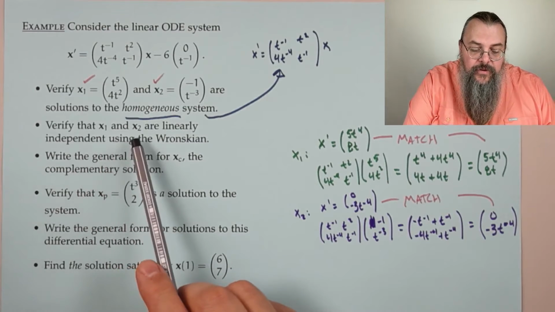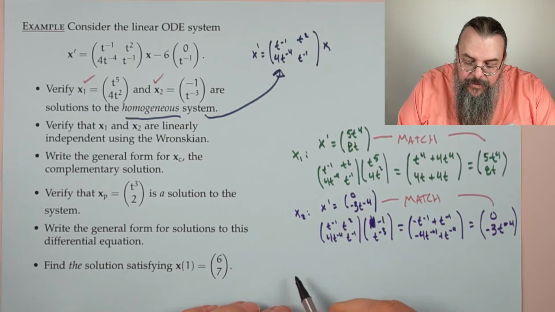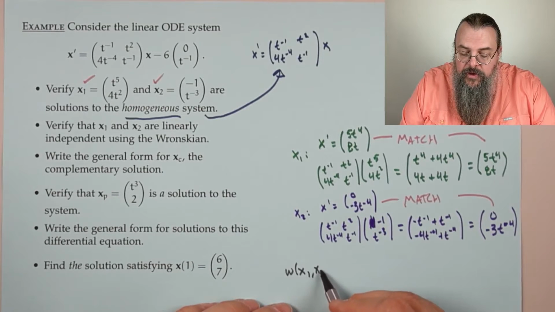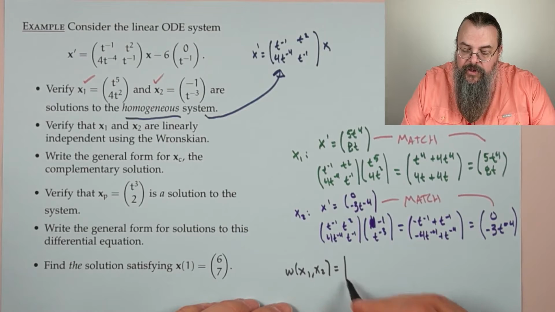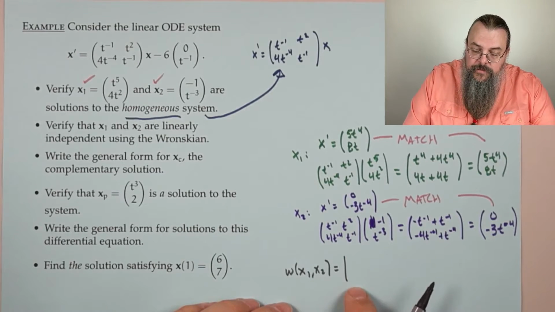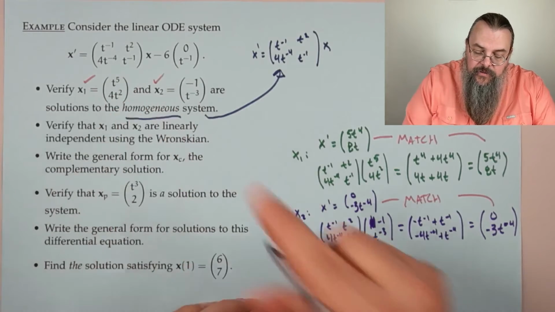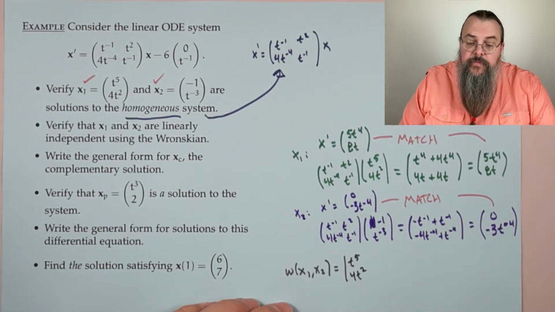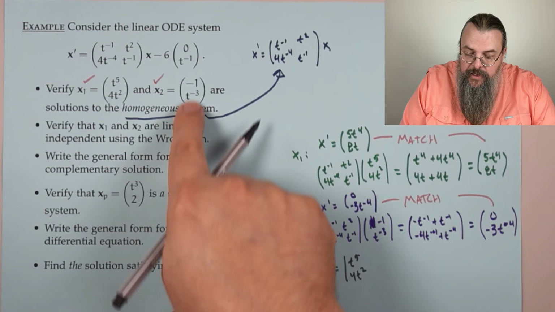Verify that x1 and x2 are linearly independent using the Wronskian. So we say, all right, we know how to handle the Wronskian. We just talked about it. We take our two functions, x1, x2, and we're going to make a matrix. So the first column will be x1. So that's our t to the 5th, 4t squared. The second column is our x2. So that's minus 1, t to the minus 3.